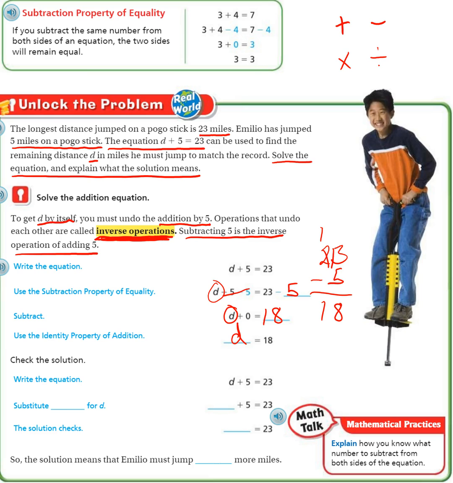Check the solution. How do we check the solution? Wherever we see d, we plug in an 18 and see if it's true. So here's our d, and we substitute 18 for d. 18 plus 5 is 23, and 23 does equal 23. So the solution means Emilio must jump how many more miles? Well, he already jumped 5, so he needs to jump 18 more miles.